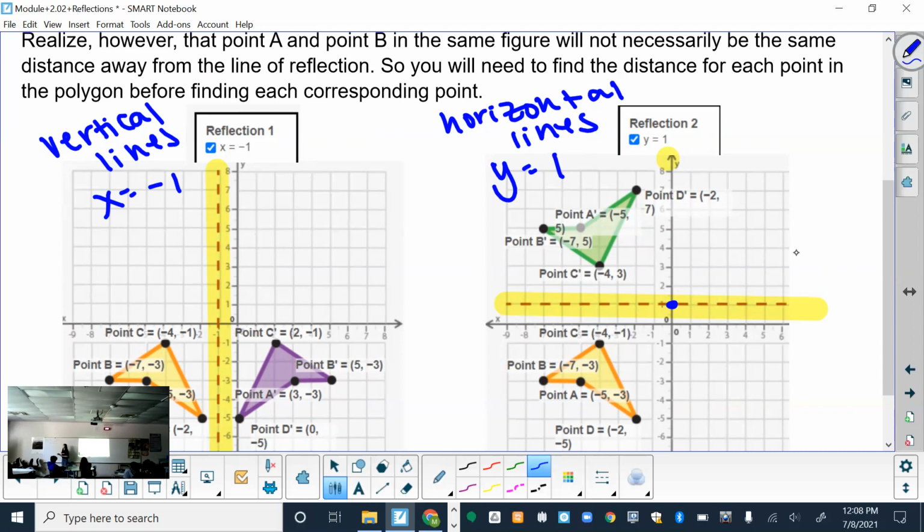All right, and the reason why I'm making you learn that is because I know on your quiz it says reflect this image over where x equals 2. Or reflect this image over where y equals 7. All right, so you have to know where that would be on your graph. Any questions on how we figured that out?